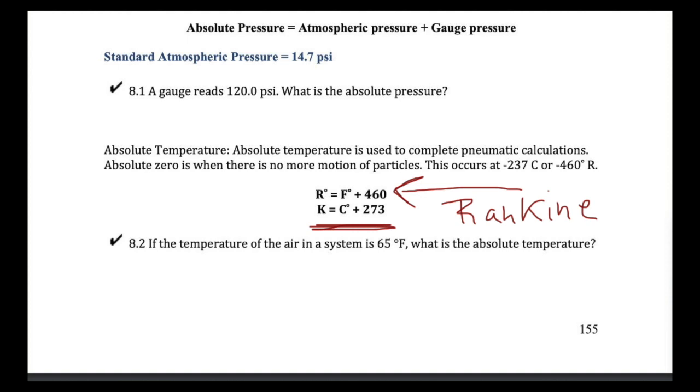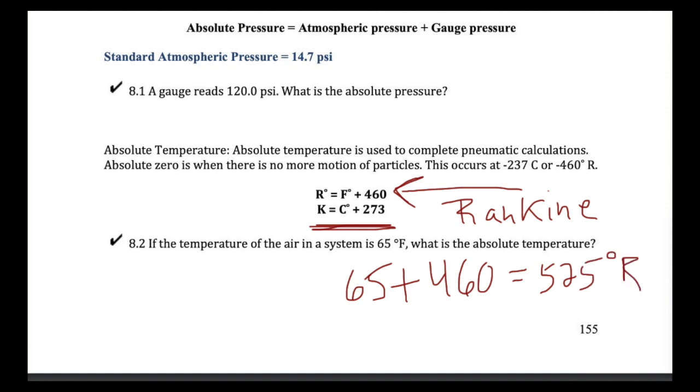So 8.2 says that the temperature of the air in a system is 65 degrees Fahrenheit. What is the absolute temperature? You don't have to put the absolute temperature in Kelvin. The easiest way is just to take 65 and then add on 460 to give you 525 degrees Rankine. That is a completely acceptable absolute temperature, and you'll be able to use that in the problems we're going to do.